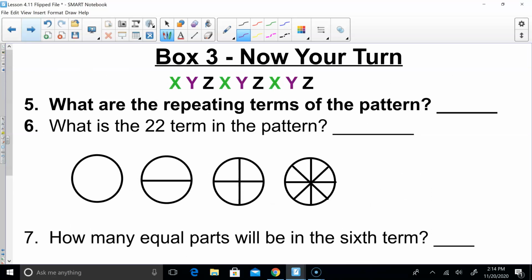And last but not least, we want to figure out what is the repeating pattern, what term is the 22nd term in that pattern, and how many equal parts the 6th term has. So you can pause the video right now, answer these questions as well. Good luck.